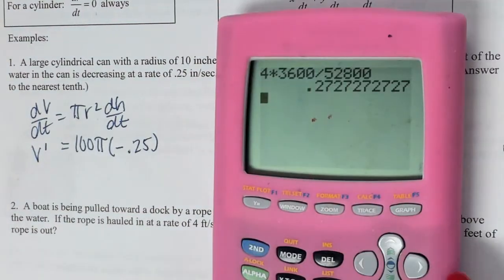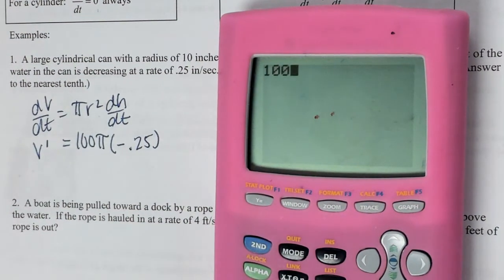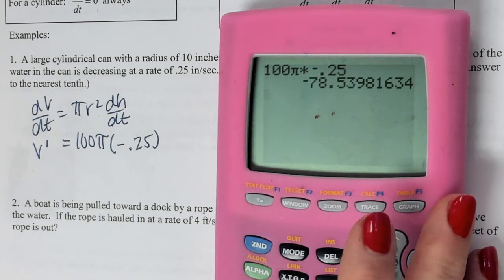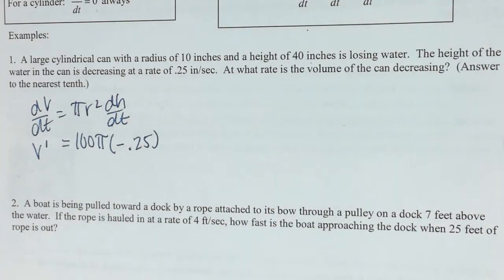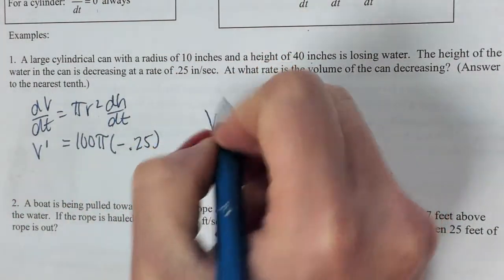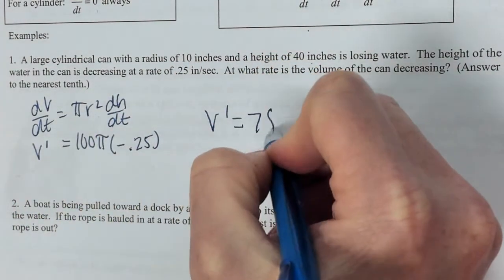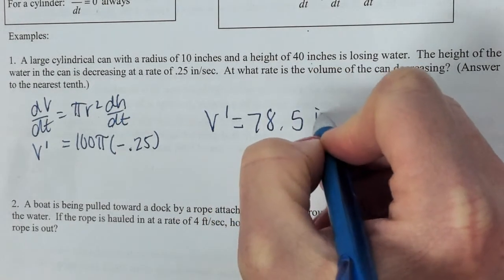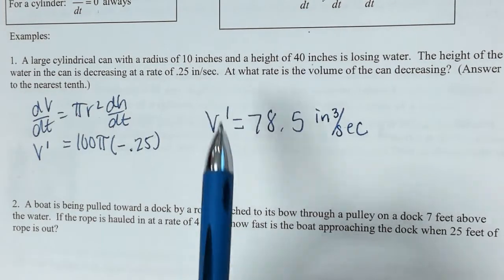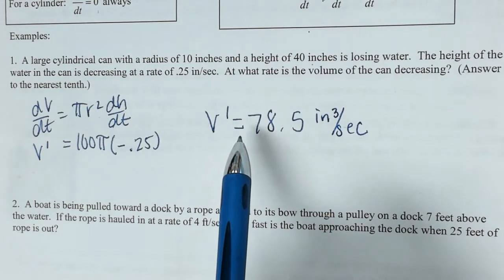It says to get the answer to the nearest tenth, so we're going to have 100 pi times negative 0.25, and we get negative 78.5. Now watch how I write the answer though. V prime is 78.5 cubic inches per second. I did not put the negative there. You may know why I didn't put the negative there.